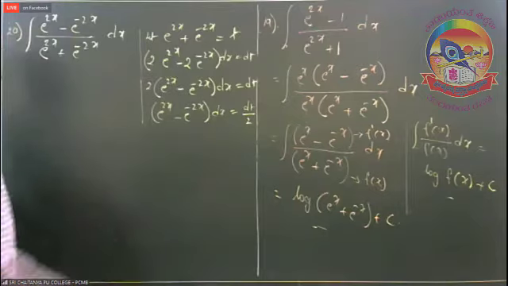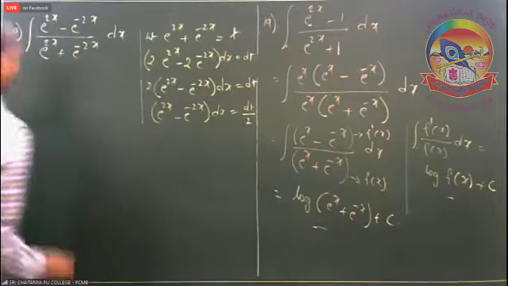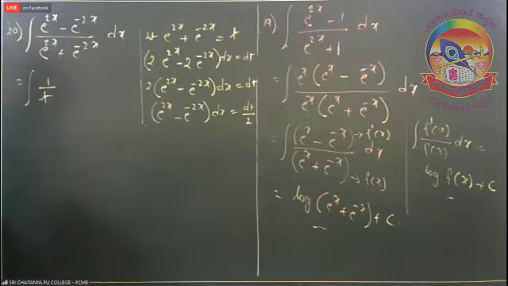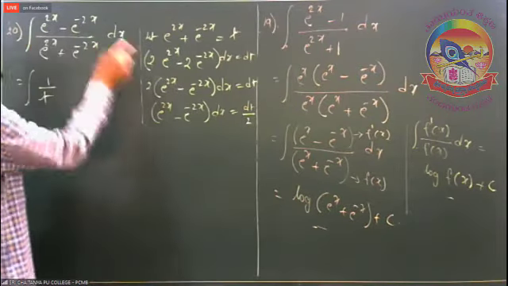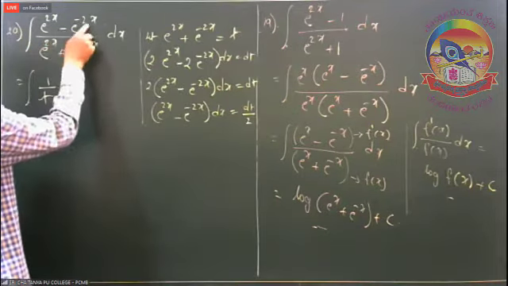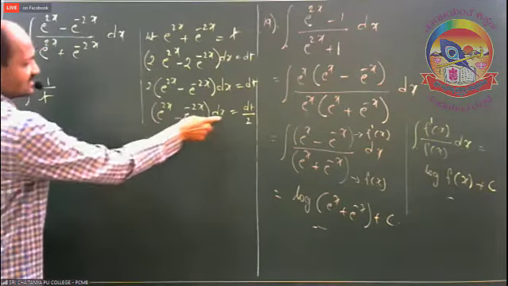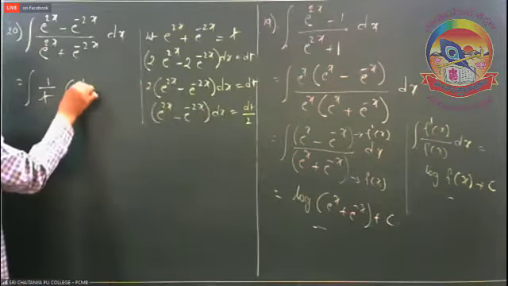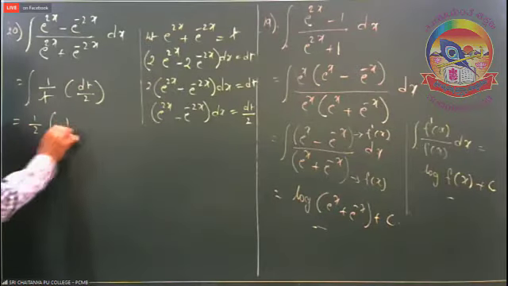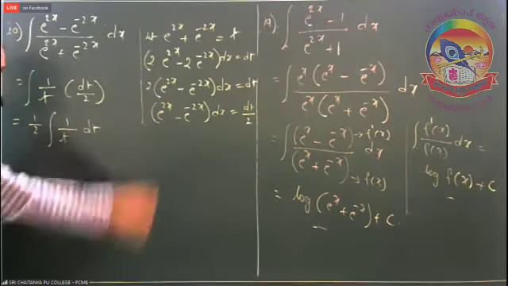So here the denominator we consider as t. Integral of 1 by t. The numerator and dx: the numerator is e power 2x minus e power minus 2x, and dx is equal to dt divided by 2. So 1 by 2 is a constant: 1 by 2 into integral of 1 by t dt.